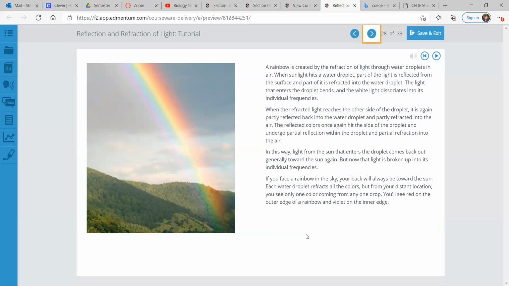Reflected colors once again hit the side of the droplet and undergo partial reflection within the droplet and partial refraction into the air. In this way, light from the sun that enters the droplet comes back out generally toward the sun again, but now that light is broken up into its individual frequencies. So if you face a rainbow in the sky, your back will always be towards the sun. Each water droplet refracts all the colors, but from your distant location, you see only one color coming from any one droplet. You'll see red on the outer edge of a rainbow and violet on the inner edge.